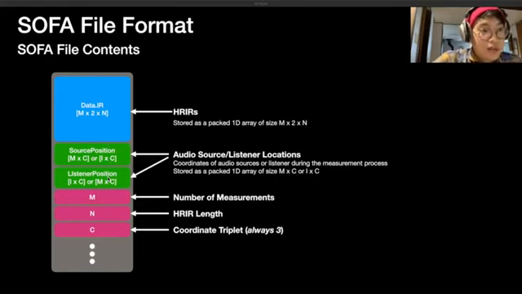Source position and listener position contain lists of the coordinates of the sources and listeners. For example, if in my measurement setup I only had 4 speakers, one in front, left, back, and to the right, then in the source position there would be a list of the coordinates of those speakers. M refers to the number of measurements taken. N refers to the length of each impulse response. And C is a constant, which refers to the number of dimensions in the coordinates. Us living in a 3 spatially dimensioned world, that number would be 3.